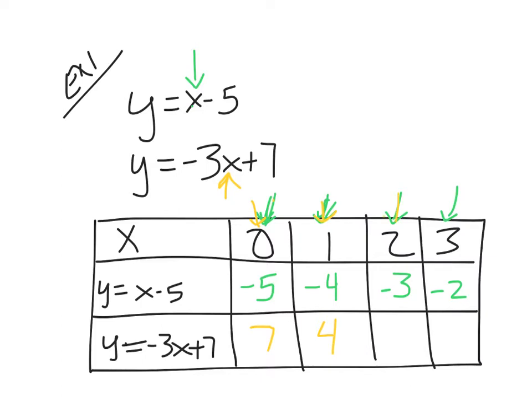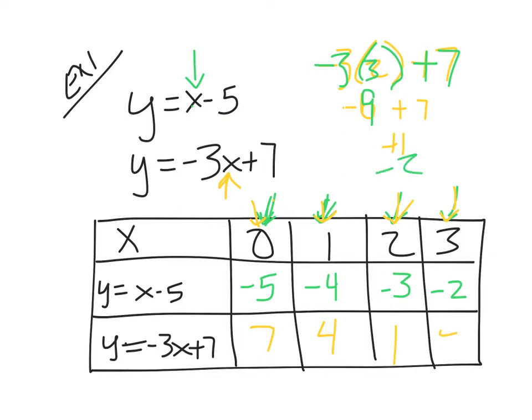Now I plug in the 2. Here, let me write it so you can see it. I have negative 3 times 2 plus 7. What's negative 3 times 2? Negative 6. Yep. Positive 1. Bam. See, if it helps you to write it out, write it out. Okay, and then the last one I'm going to plug in is my 3. So I have negative 3 times 3 plus 7. Negative 3 times 3 is what? Negative 9. Negative 9 plus 7 is negative 2.